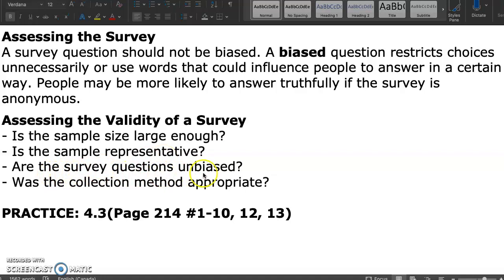Are the survey questions unbiased? Persuasive questions will lead to invalid results, and you need to assess whether or not it's free from bias. Was the collection method appropriate? Given that we have all of our options, is this going to get a group that is representative?